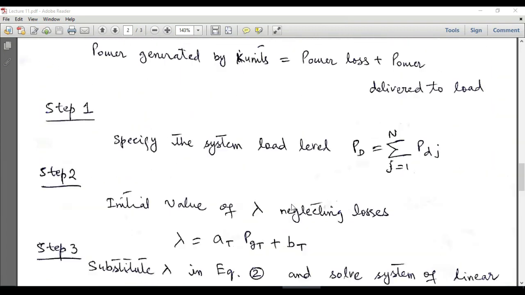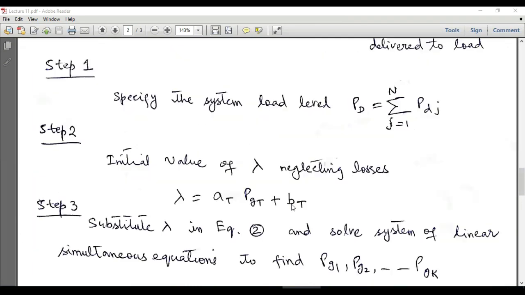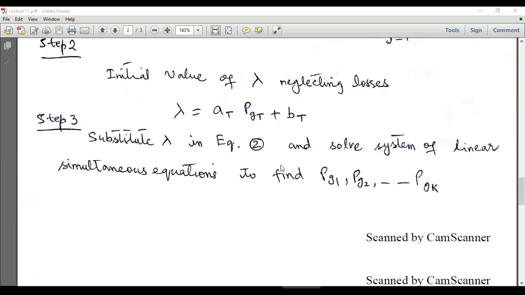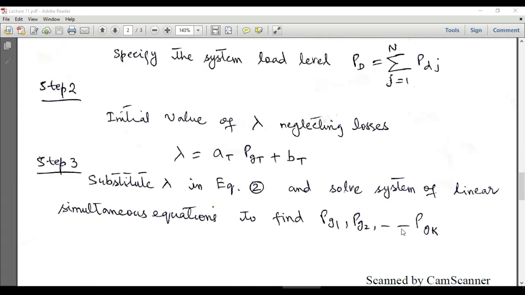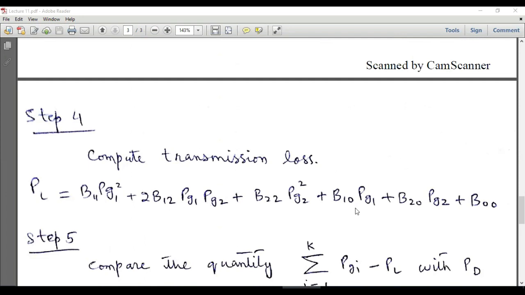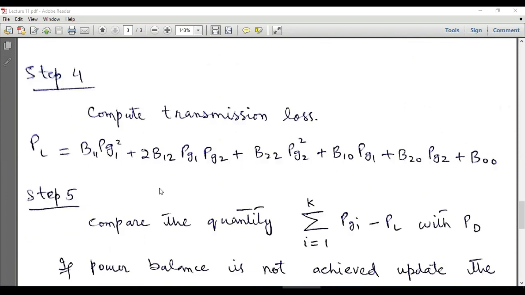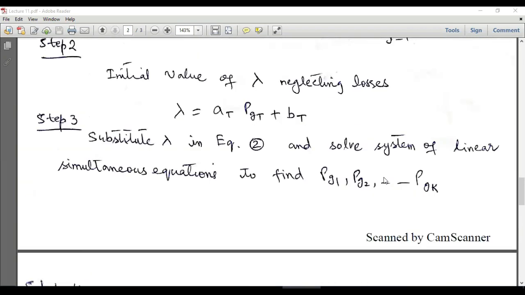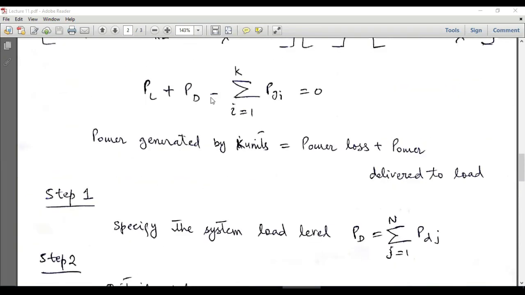After calculating these power generations, we will check whether this power balance equation is satisfied or not. These power generations have been calculated. Next, we will compute the transmission loss, and the transmission loss equation is this. In step 5, we will evaluate the quantity summation of PGI minus PL, and we will compare it with PD.